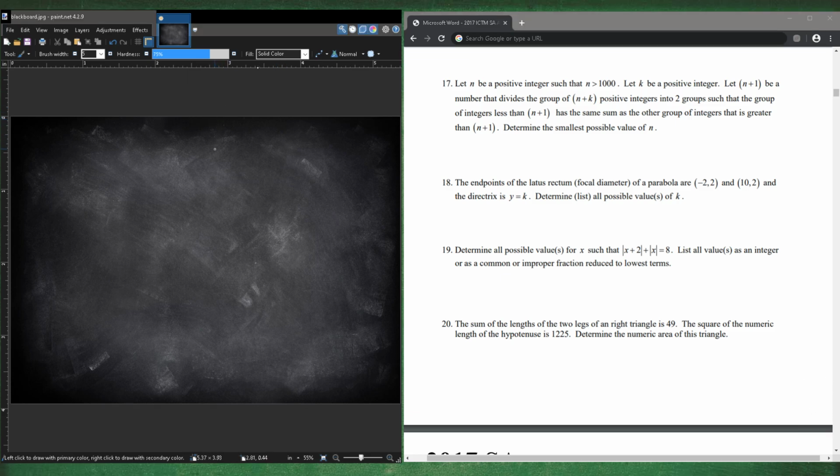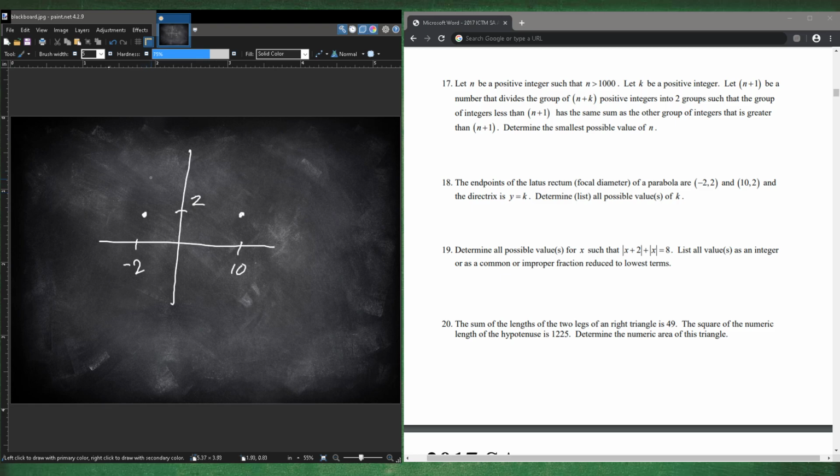Okay, number 18. The endpoints of the latus rectum of a parabola are negative 2, 2 and 10, 2. Okay, so that's 10, 2 and negative 2, 2. That looks bad. And the directrix is y is equal to k. Find all possible values for k.